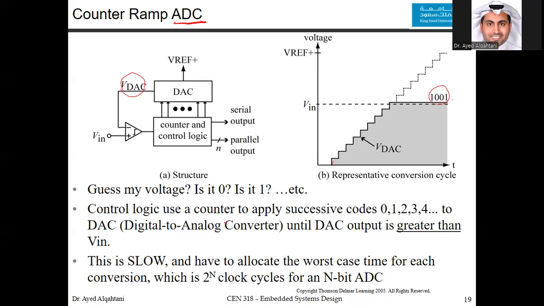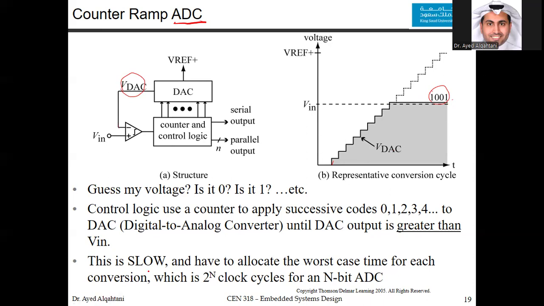The control logic uses the counter to apply successive codes one by one to the DAC until the DAC output is greater than the VN. Once it's greater, you know that you have reached the digital code. Now this is slow.